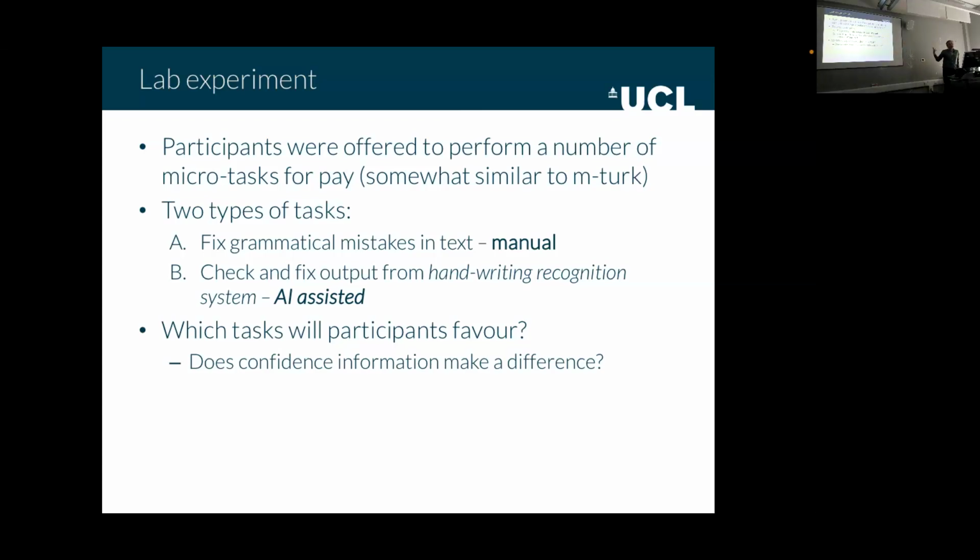Participants could do as many tasks as they wanted of whichever type they wanted. So if we manipulate the UI of the AI system, will we see a difference there? If we make the UI better, will participants use the AI system more? It's kind of an adoption measure in a lab setting. And specifically, we manipulated the UI of the AI system around confidence information.